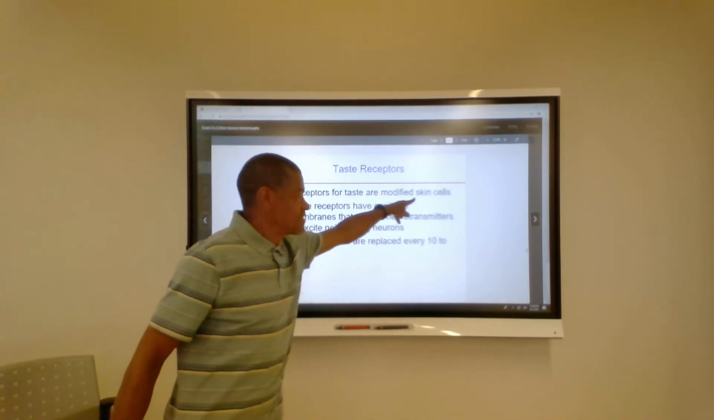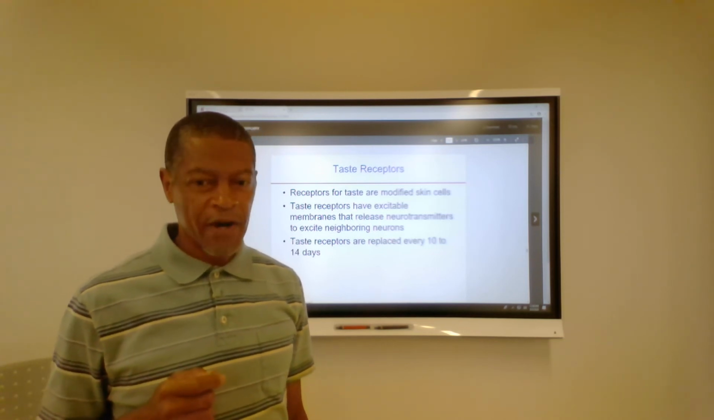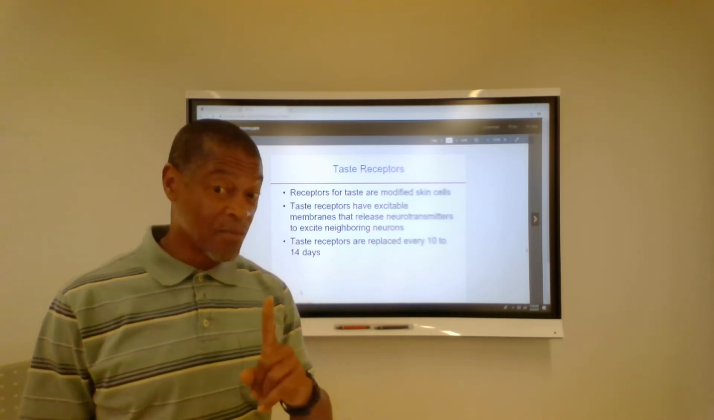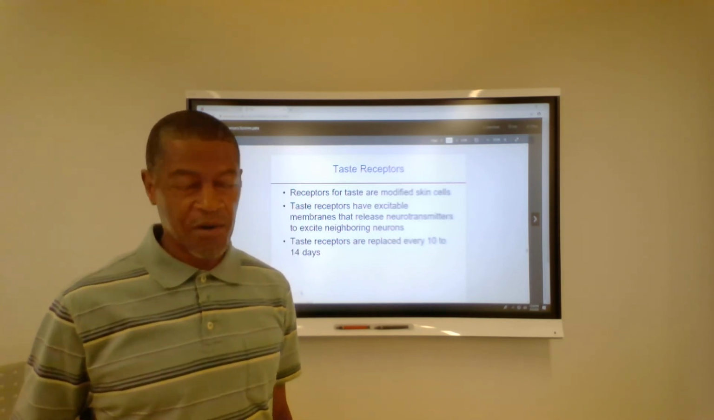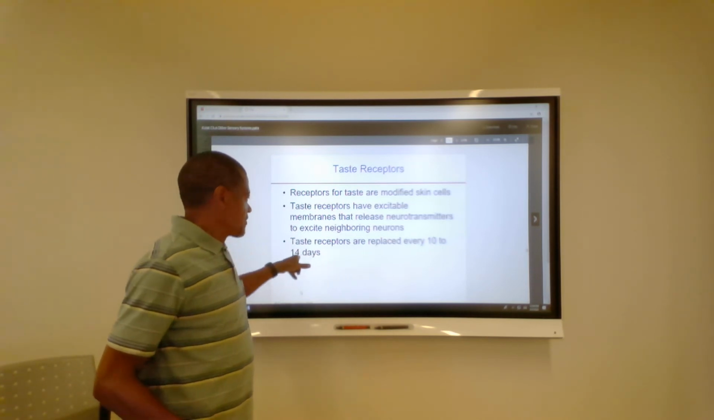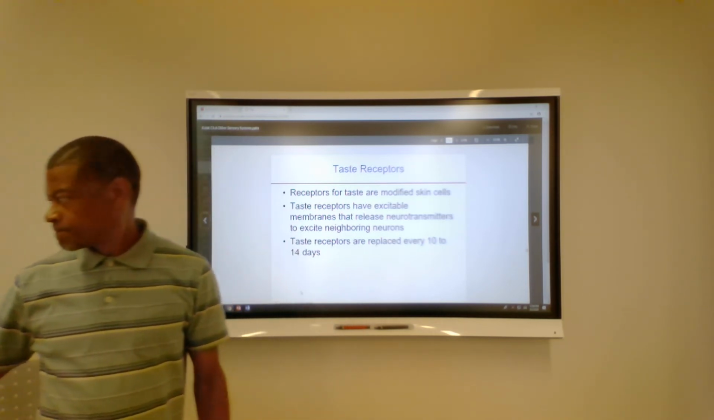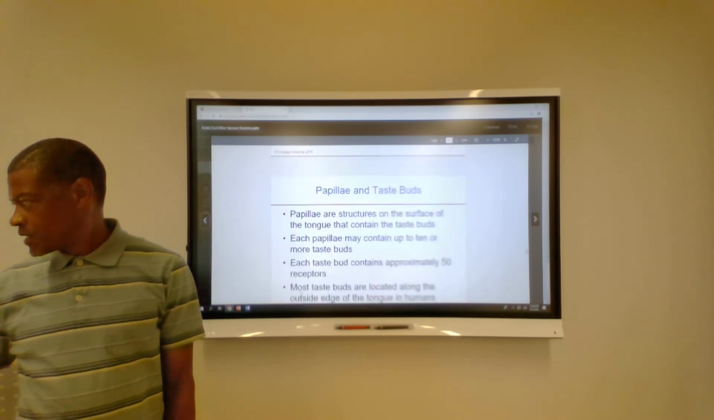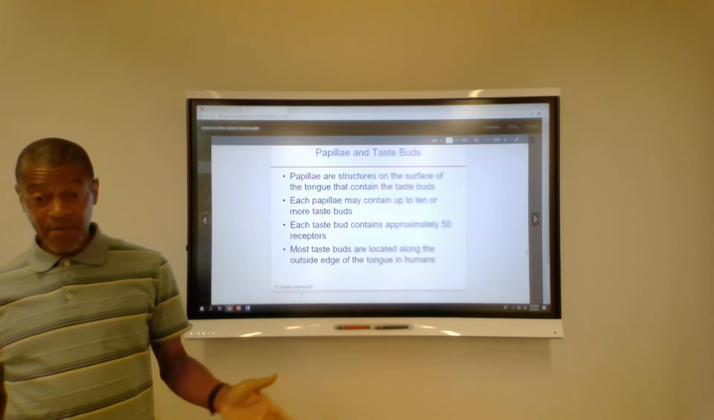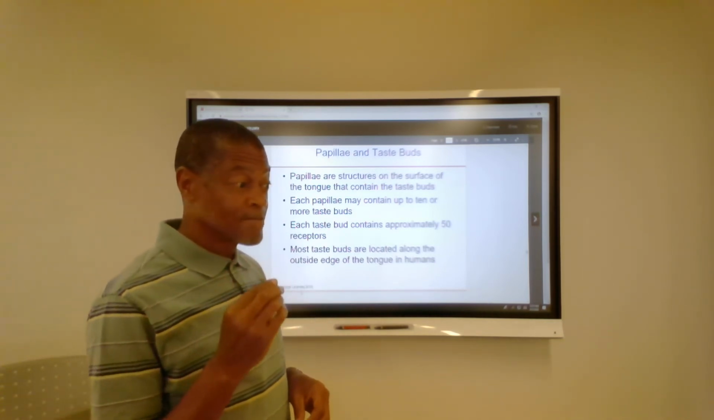So modified skin cells, again, because you can eat that hot food item, burn your mouth, ruin your meal at that moment. But later on, those cells will come back and you can taste your food. Taste receptors are replaced every 10 to 14 days. So taste buds contain about 50 kinds of receptors. So again, taste can be very, very detailed.